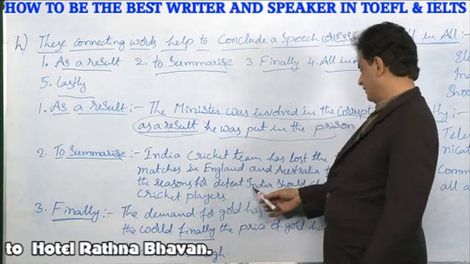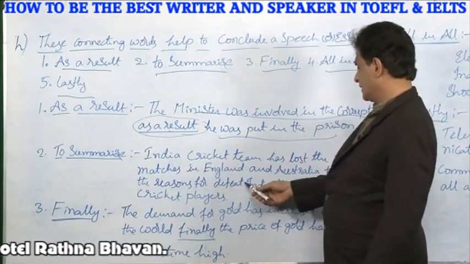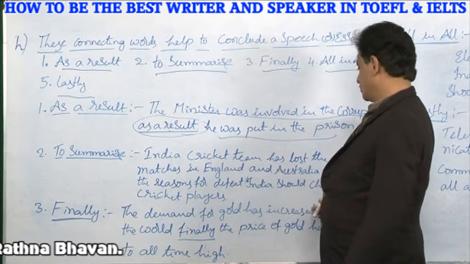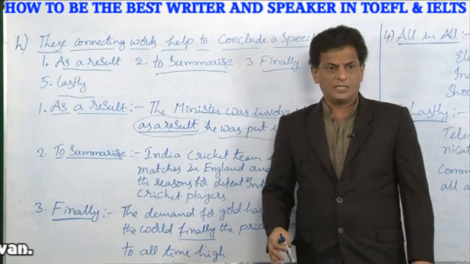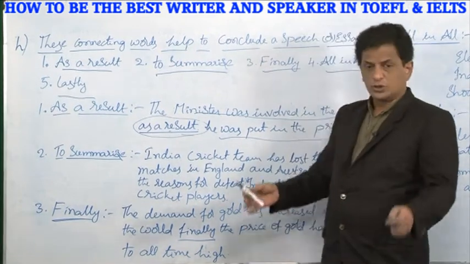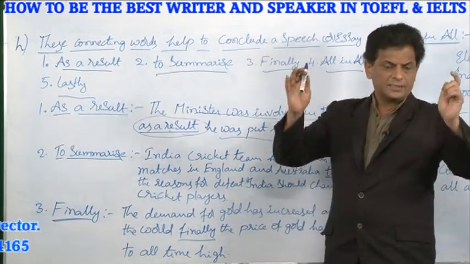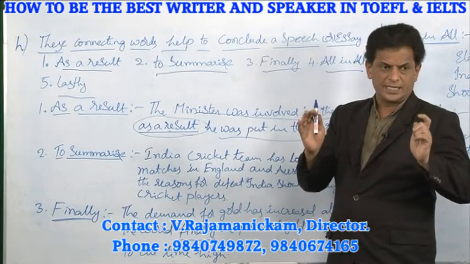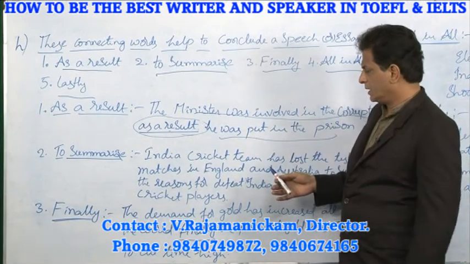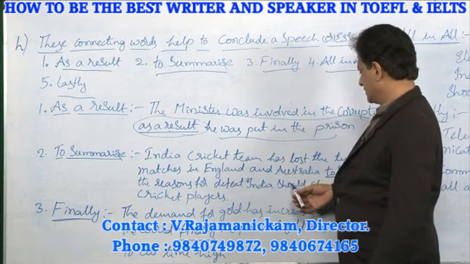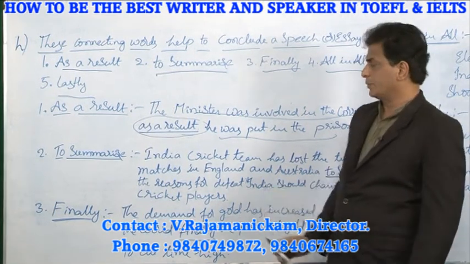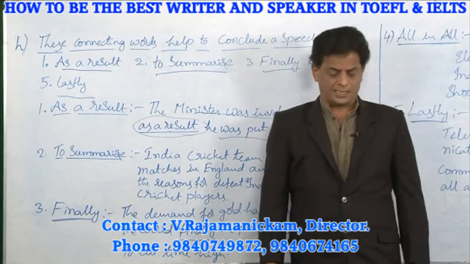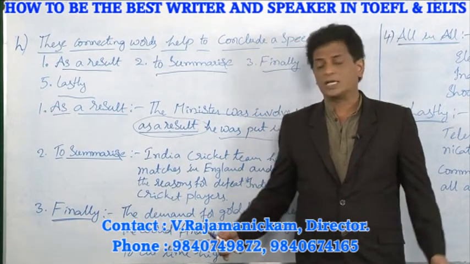The reasons for defeat: India should change the cricket players. So, India lost the cricket match in England and in Australia. So, to summarize, you are giving a conclusion. You are giving an idea, a concept to the people, whoever is a listener or reader. India should change the cricket players, to summarize. So, you are summarizing and saying finally what your conclusion is.